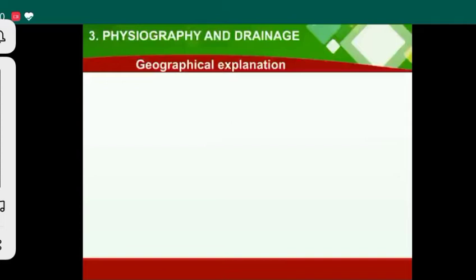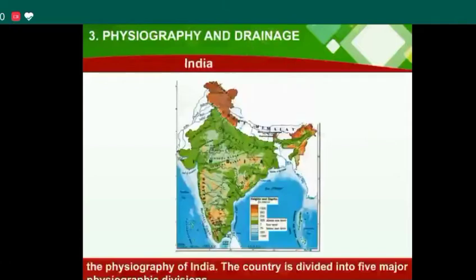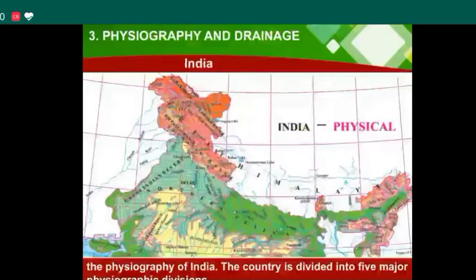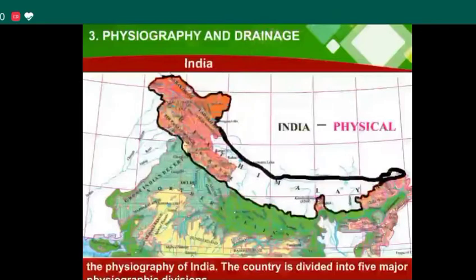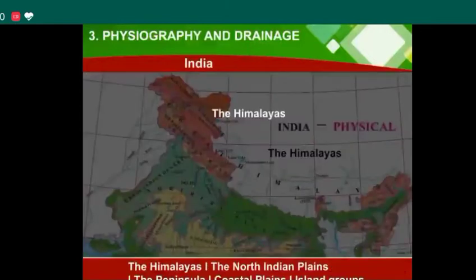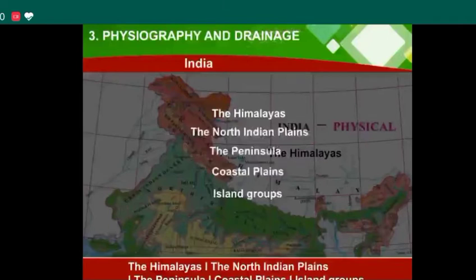Physiography and drainage. Geographical explanation. India. The physiography of India. The country is divided into 5 major physiographic divisions: the Himalayas, the North Indian plains, the Peninsula, coastal plains, and island groups.